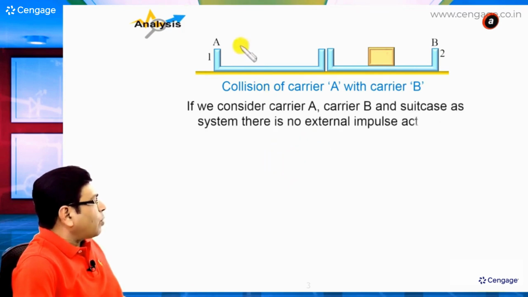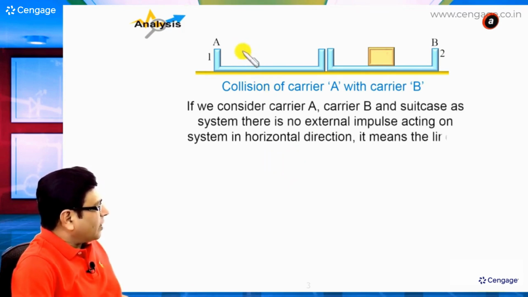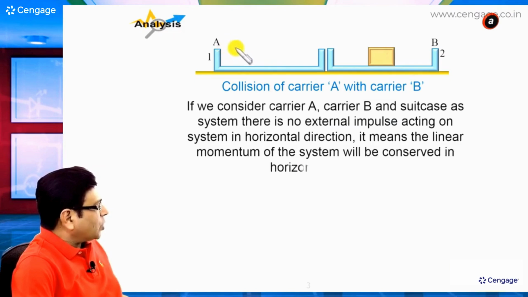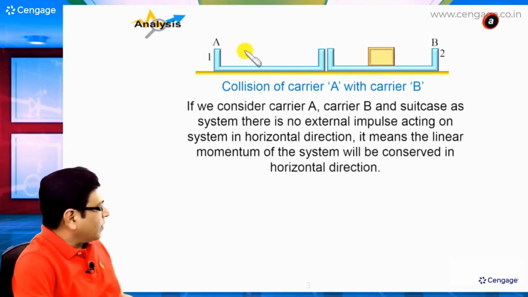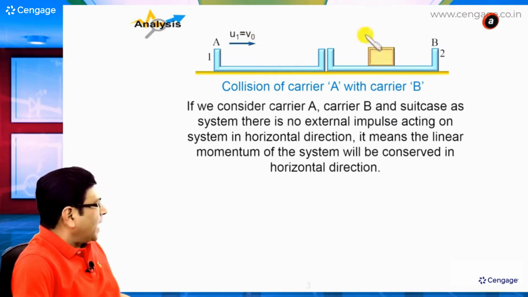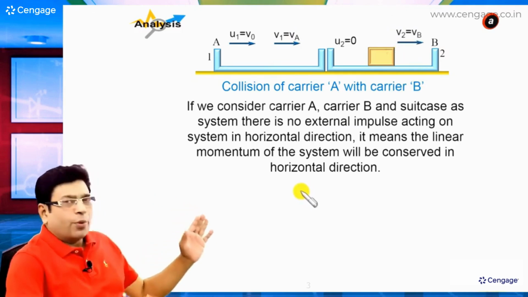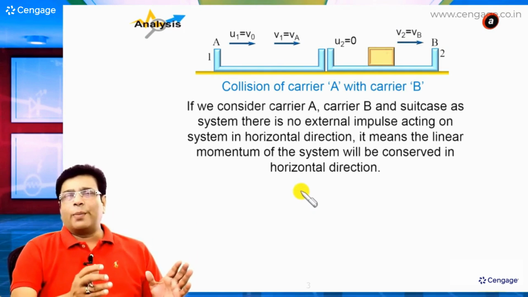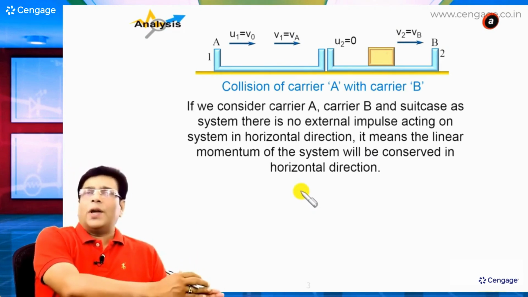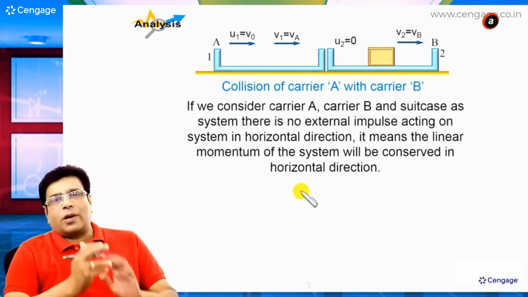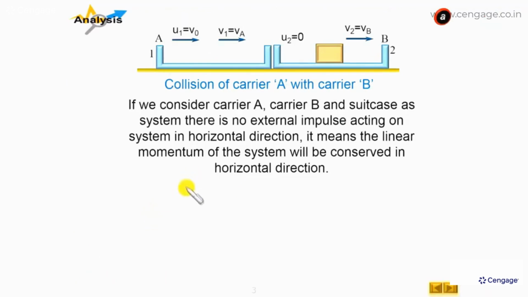For conserving linear momentum, let us assign the initial and final velocities. Initial velocity of this is u naught, it is given, 5 meter per second, and this is at rest. After collision, this has velocity VA and this has velocity VB. Now we can write that the initial linear momentum, just before collision, is equal to the final linear momentum, just after collision. So let us write this equation.